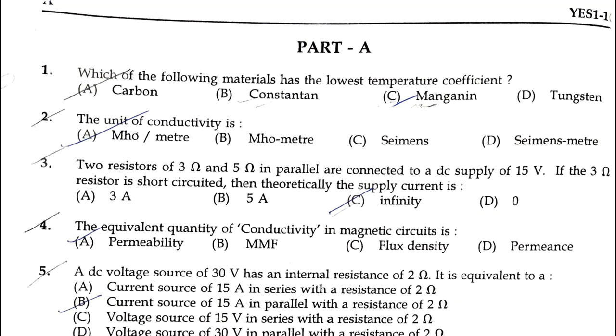In this video I am going to discuss a previous paper of TSSPDCL Sub Engineer examination paper, right? So here the questions are: the first question, which of the following materials has the lowest temperature coefficient? Lowest temperature coefficient means the material which is having low changes in its resistance with respect to temperature rise. So the answer for this question is manganese.